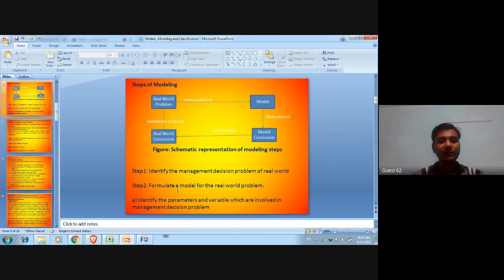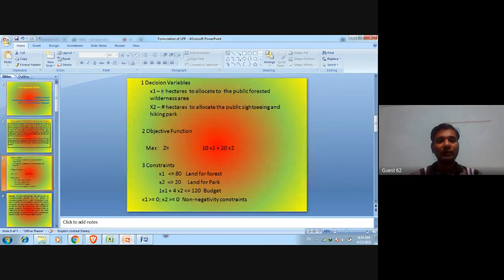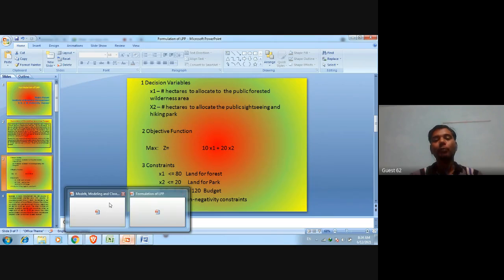Within the formulation of the problem model, what we have to do is identify the parameters and variables which are involved in the management decision problem. These are the variables x1, x2. These are the decision variables, and 80, 20, 120, all these are your parameters. Within these parameters, you have to construct your model.